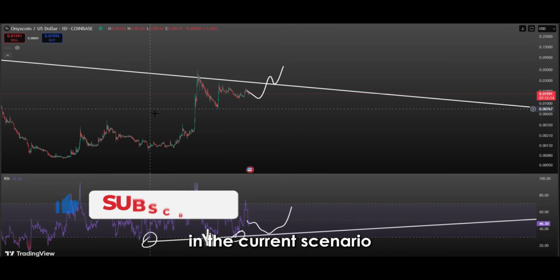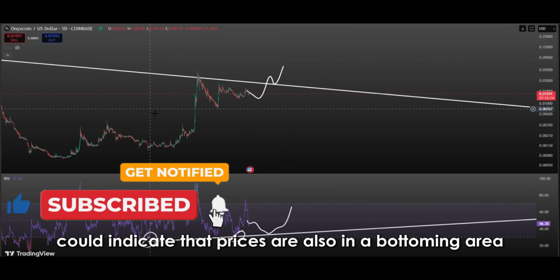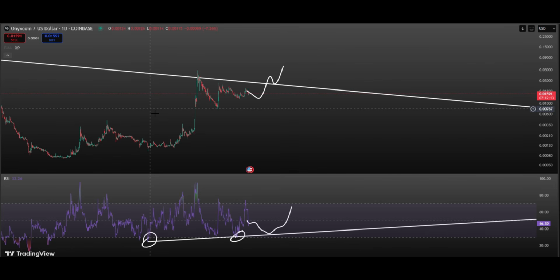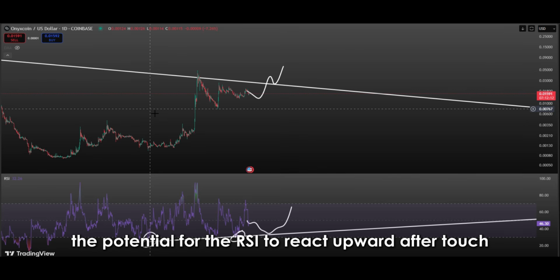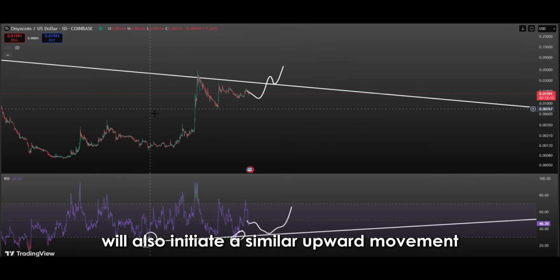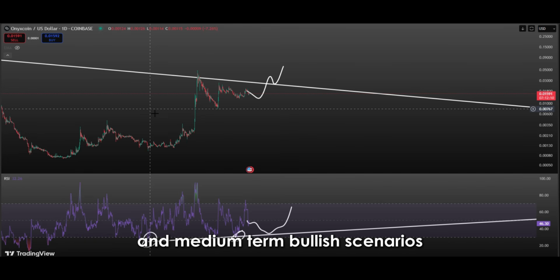In the current scenario, the RSI approaching its rising trend line could indicate that prices are also in a bottoming area. This suggests that prices may be entering a recovery phase. The potential for the RSI to react upward after touching this trend line increases the likelihood that prices will also initiate a similar upward movement. This strengthens both short-term buying opportunities and medium-term bullish scenarios.